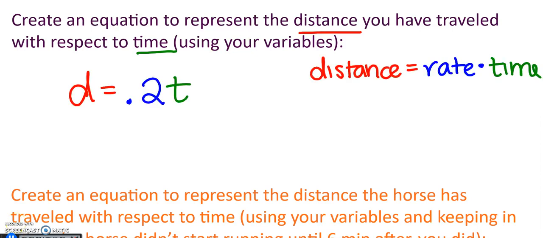You might recall from previous classes, or maybe in science class, that the relationship distance equals rate times time exists for us, right? Our distance is how far we've traveled, the rate is the rate at which we're traveling, times how long we've been traveling. If we think about that with our variables, distance was D, our rate at which we were running was 0.2 kilometers per minute, and T represents our time.